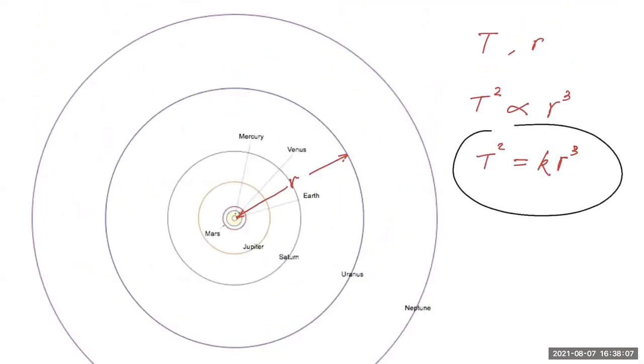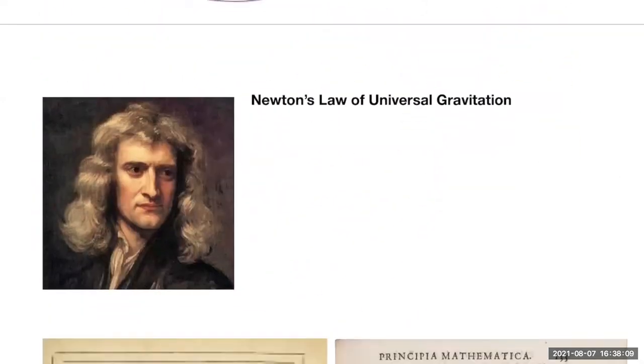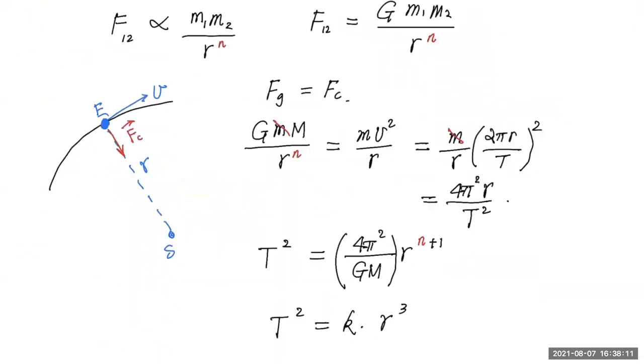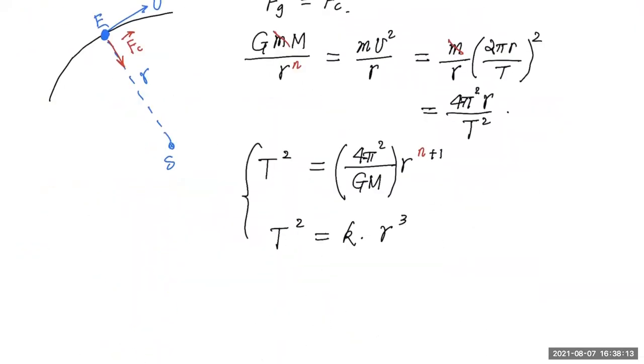So what does that tell you? If you believe in Kepler's third law, you can compare these. What does that tell you about n? It says that n plus 1 must equal 3. And n, therefore, equals 2. Wow, that is an important part of the law of universal gravitation.